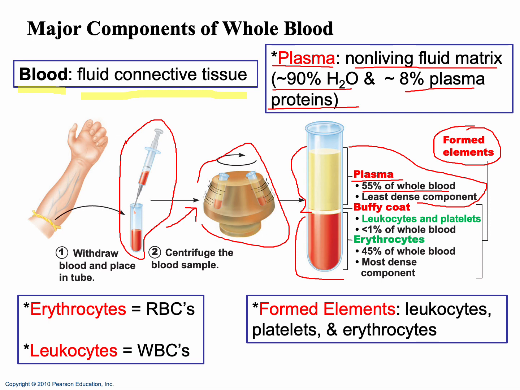What divides the plasma from the formed elements is what's known as the buffy coat. So this thin meniscus line right here. The formed elements on the bottom is going to be made up of three important items: leukocytes, and leukocytes are referring to white blood cells, platelets, and erythrocytes, referring to the red blood cells.